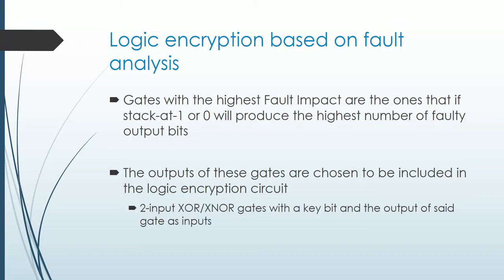Now, logic encryption based on this fault analysis is finding the gates with the highest fault impact that will produce the highest number of faulty output bits. The outputs of the gates with the highest fault impact are chosen to be included in the logic encryption circuit: two-input XOR or XNOR gates with one input as a key bit, and the other input the output of the gate that we mentioned before.